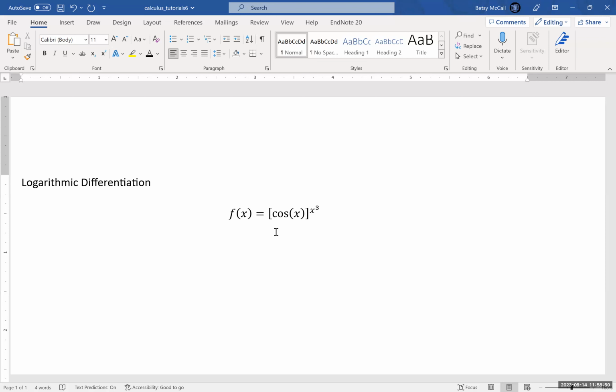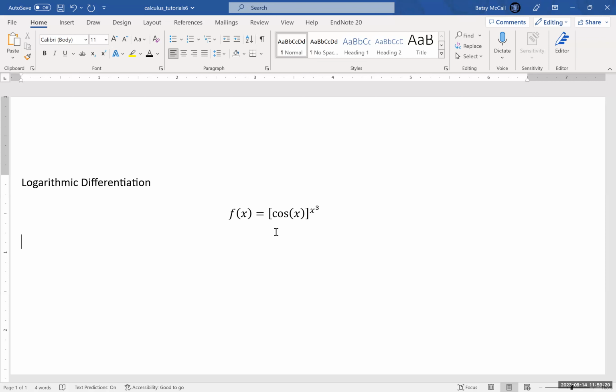And the second example we're going to look at is going to be a problem that you could conceivably do without logarithmic differentiation, but it's very complex. Lots of embedded rules, chain rules, product rules, quotient rule combinations, and using logarithmic differentiation will allow us to simplify those problems. All right, so let's look at the first example.